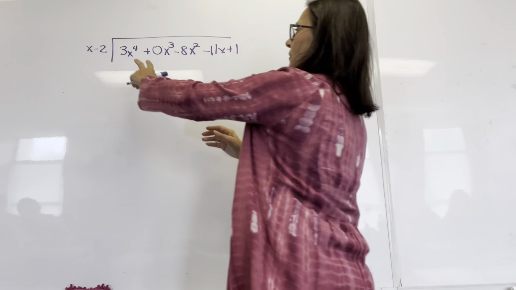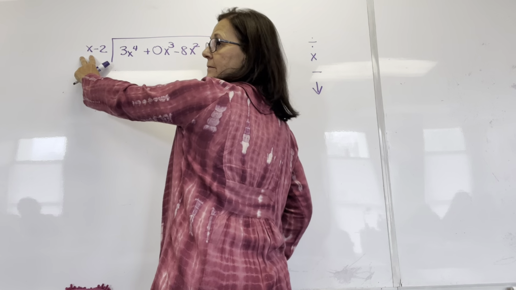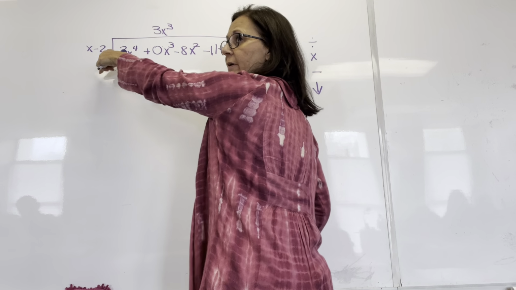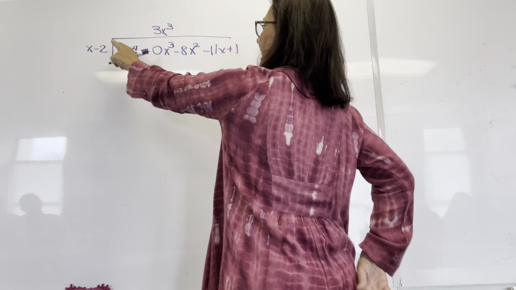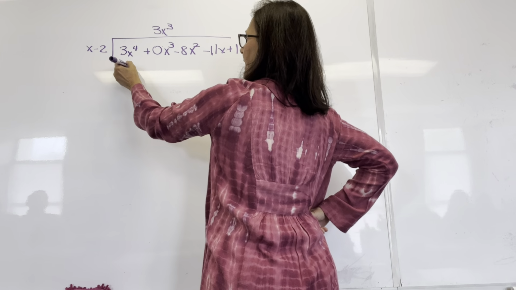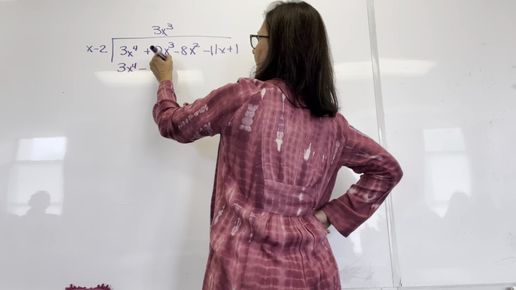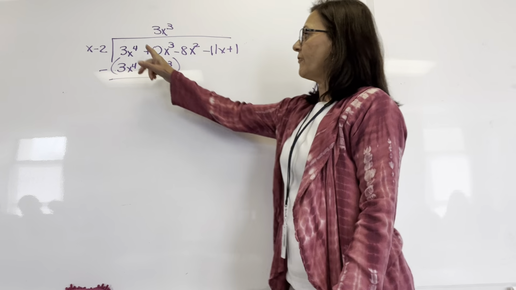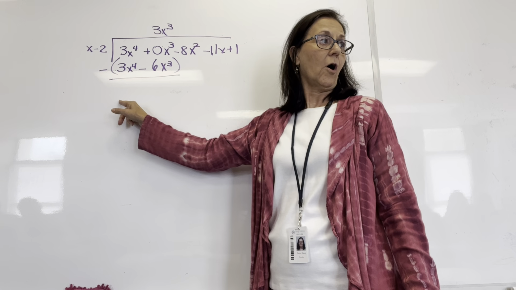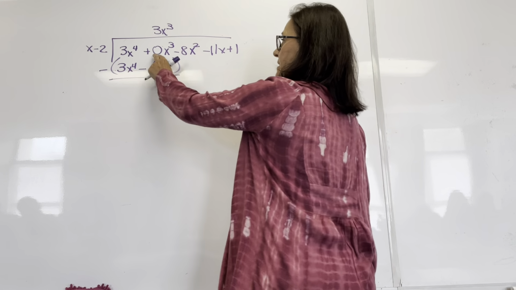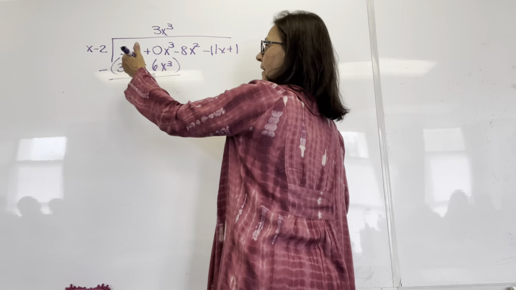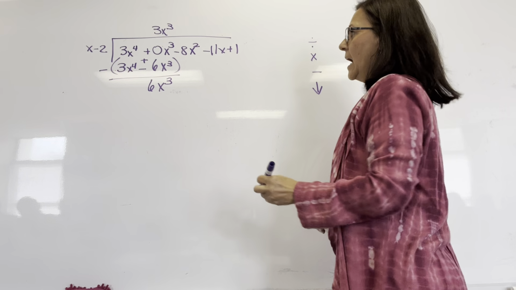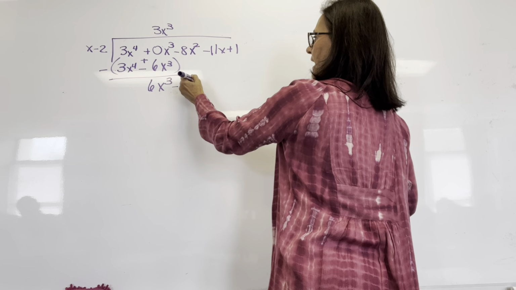Okay. 3x to the fourth divided by x is what? 3x cubed. Then I multiply. I'm distributing that 3x cubed to both of the x and the negative 2. So I end up with 3x to the fourth minus 6x cubed. This entire term is subtracted. Your first term, if it doesn't eliminate, you've done something wrong. 0 minus a negative gives me a positive, so that I have 6x cubed. I bring down the next term, minus 8x squared.